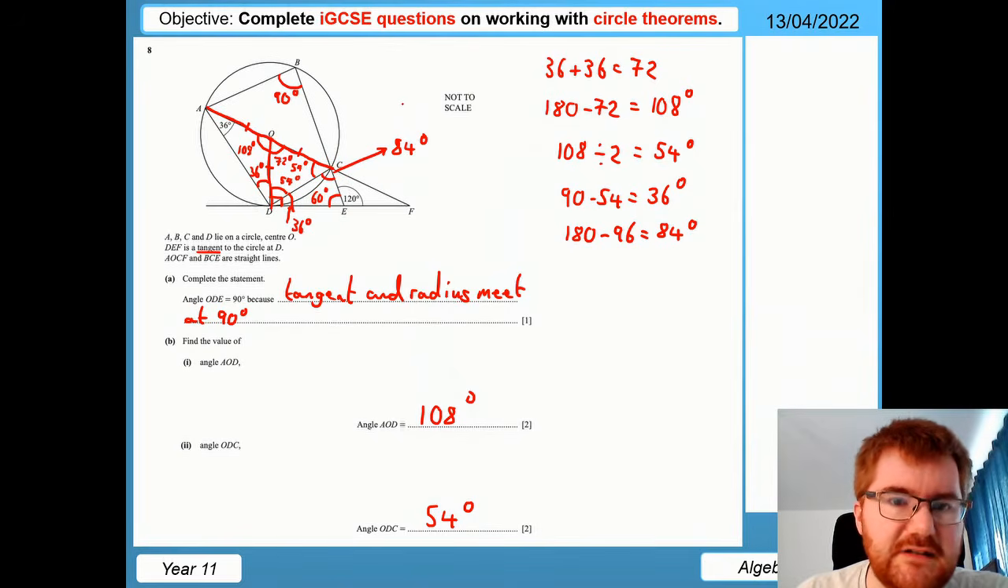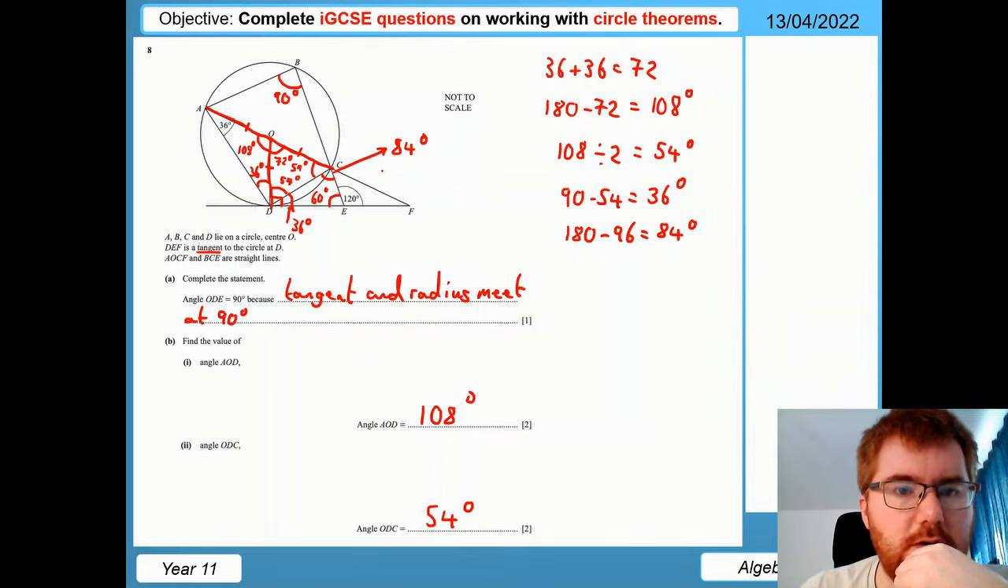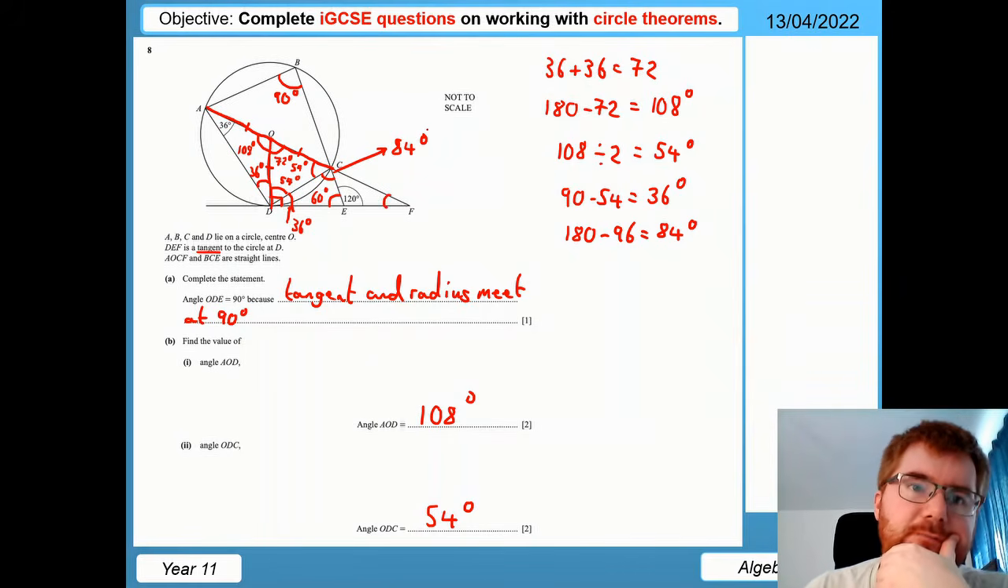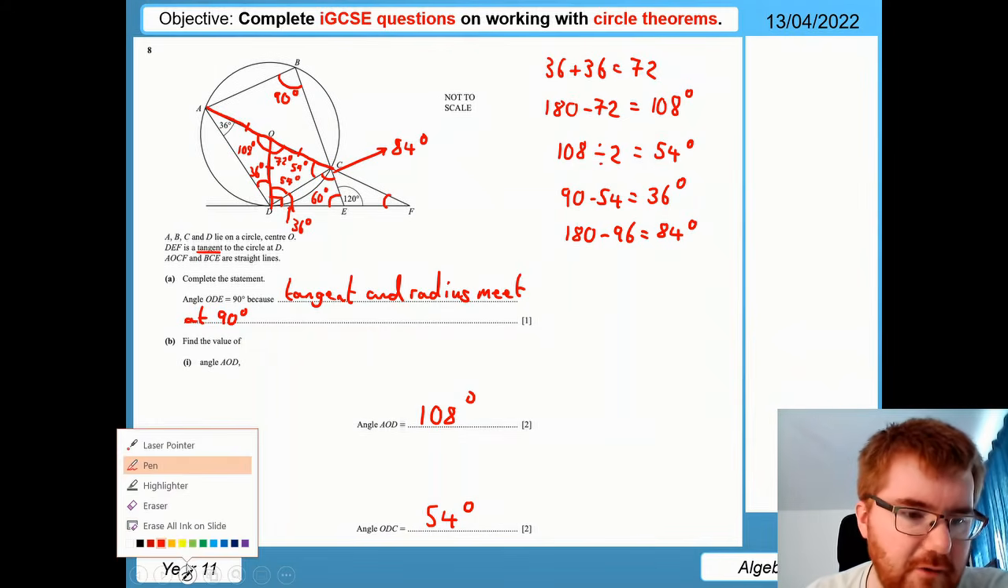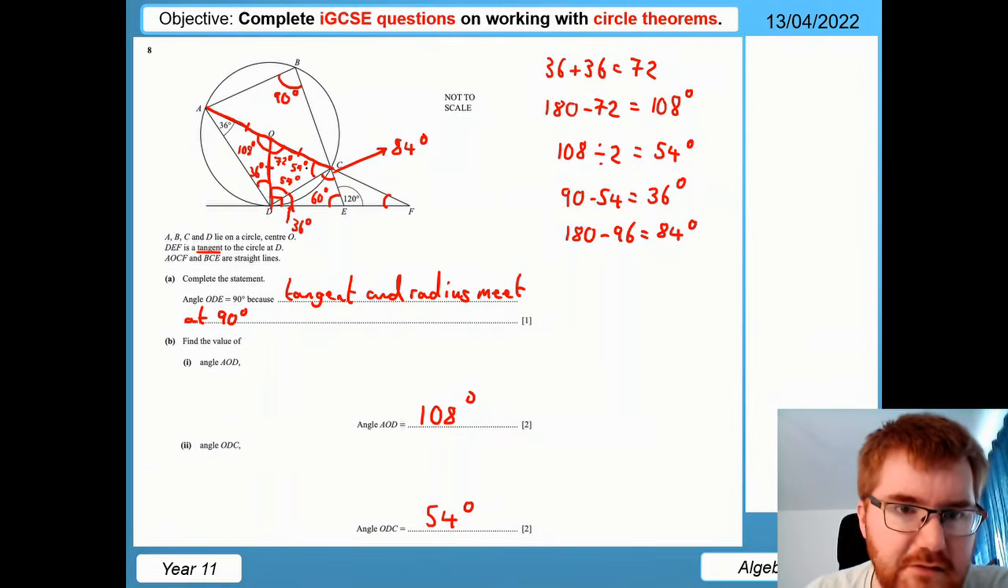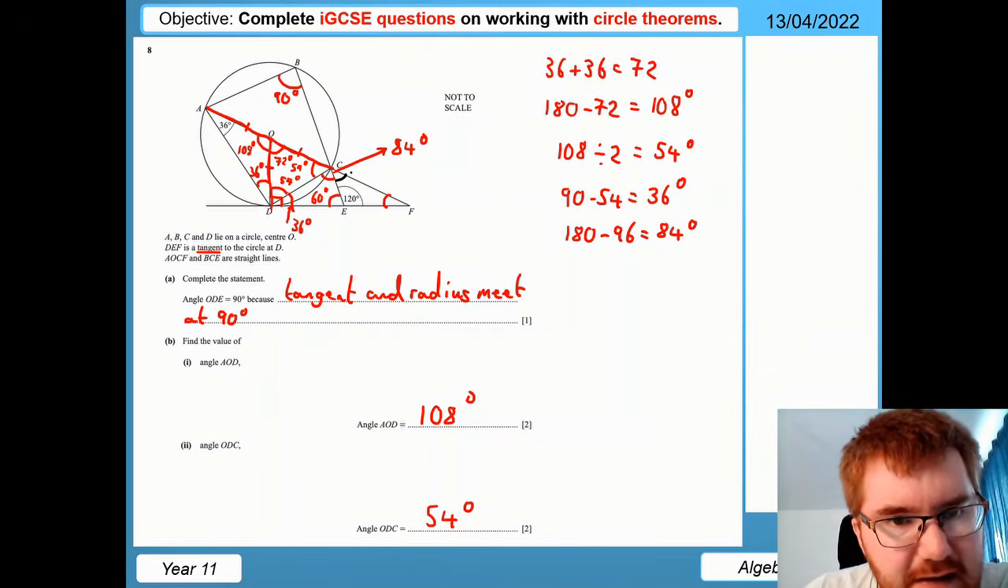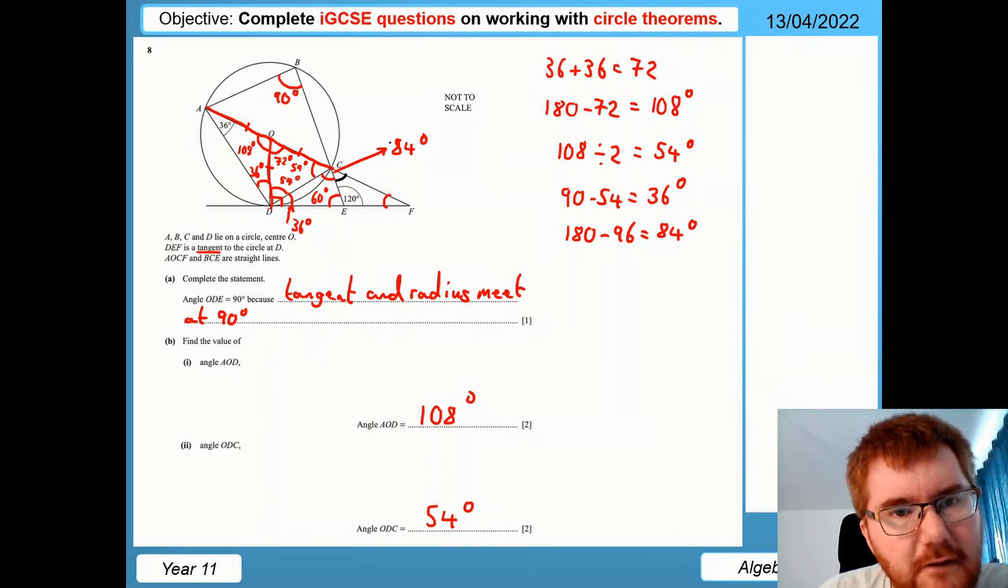Angle CFD. Ah, this one right over here. We did not do this one right over here. Okay, so yep, this is one we missed out, but that's absolutely fine. We've got lots of information in order to do this. So we need to work out this angle where we've got 54, 84, and this all in a straight line.